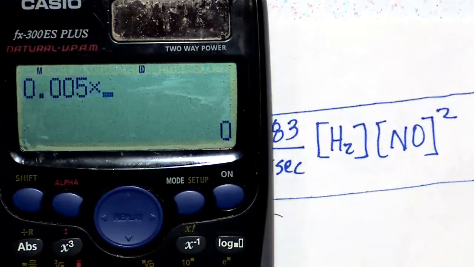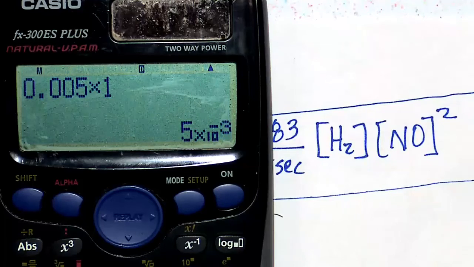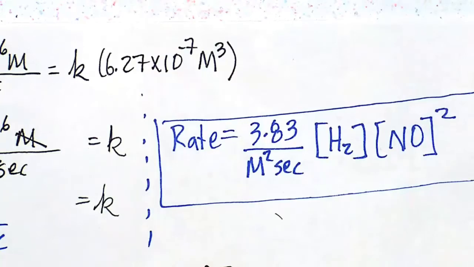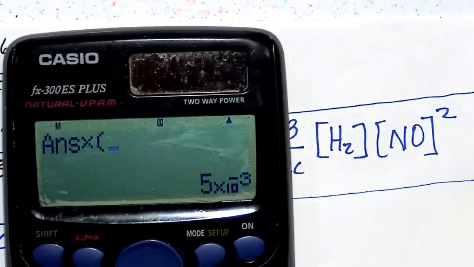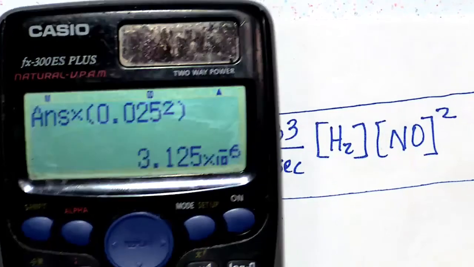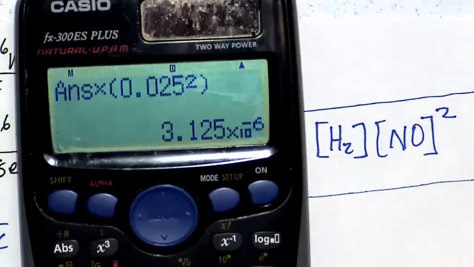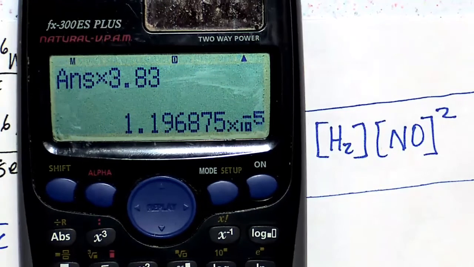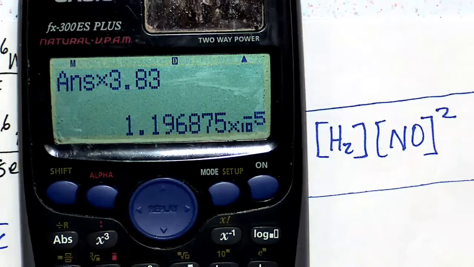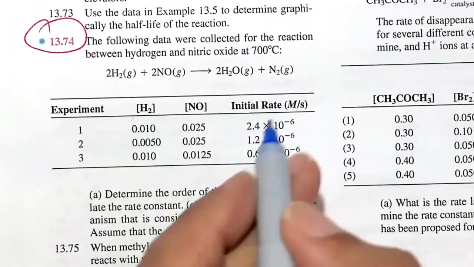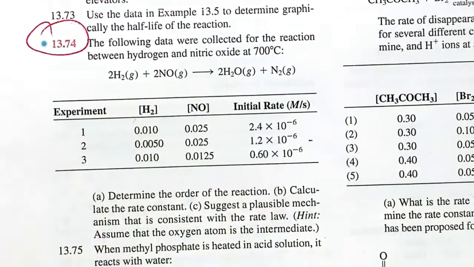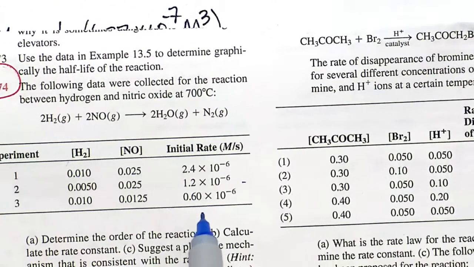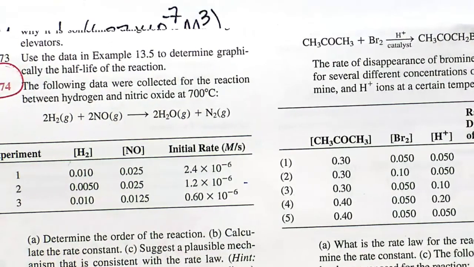times NO, which is 0.025 squared. That's that, times our rate constant, 3.83, and we're getting about 1.2, 1.19, so 1.2 times 10 to the minus 5. Yeah, it matches 1.2 times 10 to the minus 5. So we're good, and pretty confident experiment 3 conditions will also satisfy that rate of 0.60 times 10 to the minus 6.